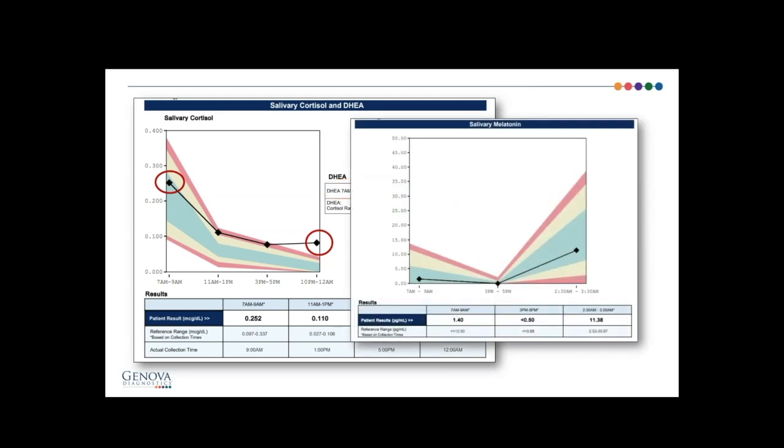And here's the salivary melatonin. Melatonin I find very interesting because in this case, remember, typically high cortisol, you'll tend to see low melatonin. High melatonin, lower cortisol. But melatonin really does adapt. In this case, we have relatively high levels here of cortisol, but you can also see that the levels of melatonin are low at this point.